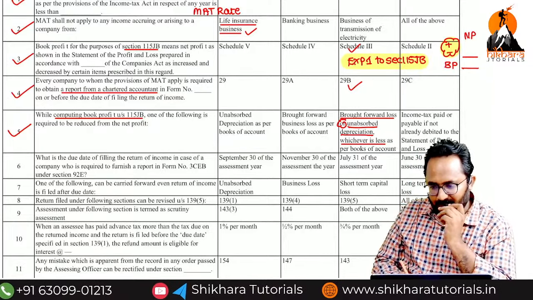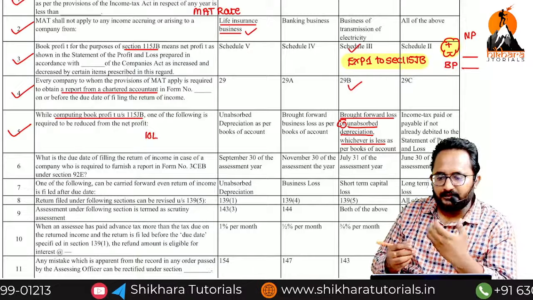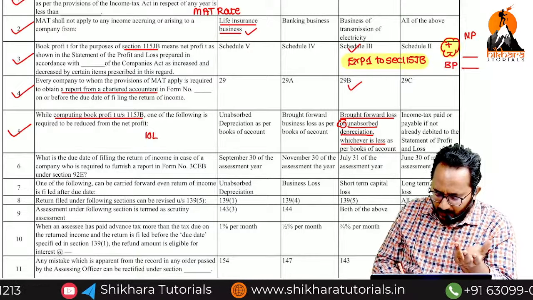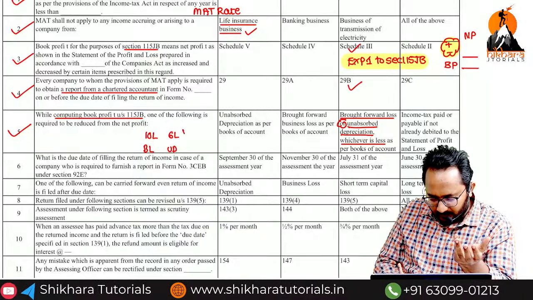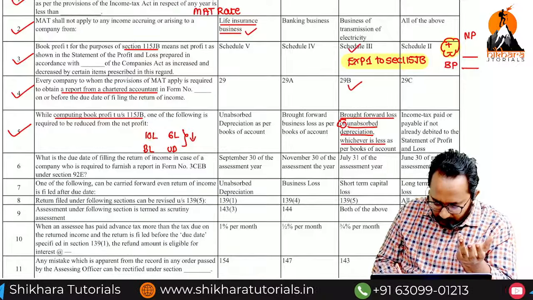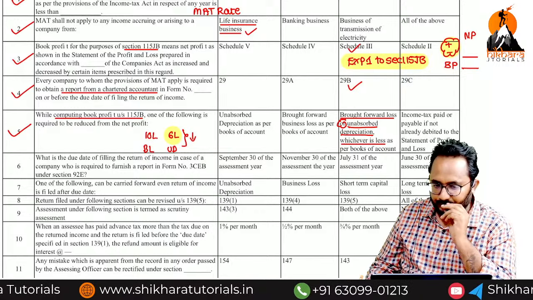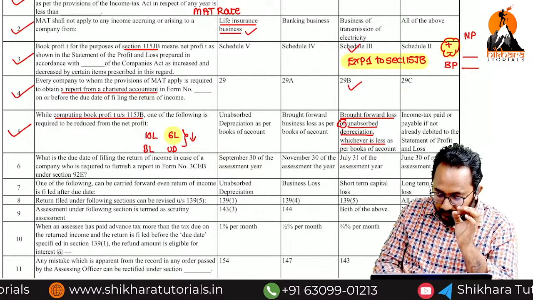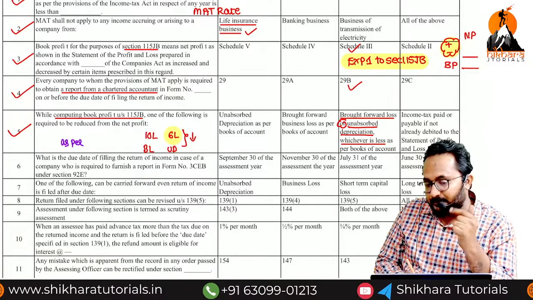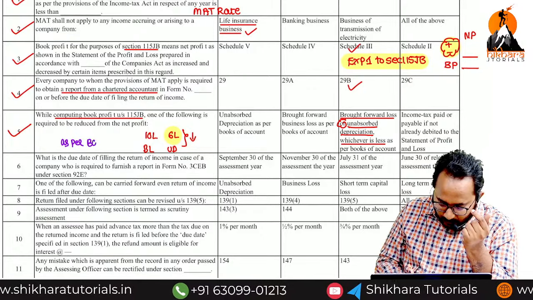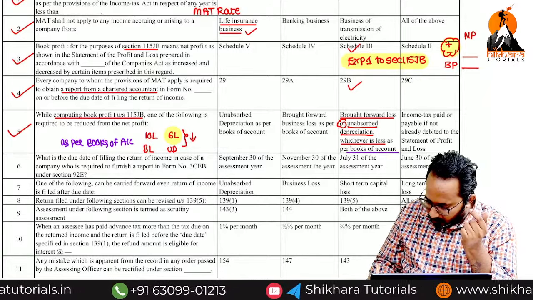Suppose my last 3 years brought forward loss is 10 lakh. Last 3 or 4 years unabsorbed depreciation is 6 lakh. This is a brought forward loss, and this is an unabsorbed depreciation. Whichever is lower, 6 lakh. This is the only amount we have to reduce from the net profit for computing the book profit. But remember, these two figures we have to take as per books of account, not as per the income tax return. That is what is given here. Done.